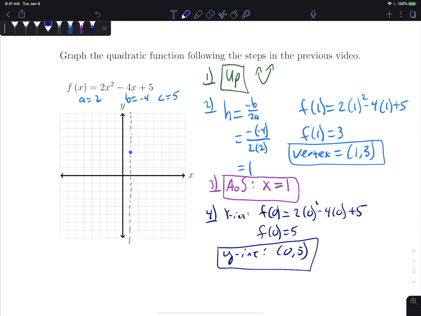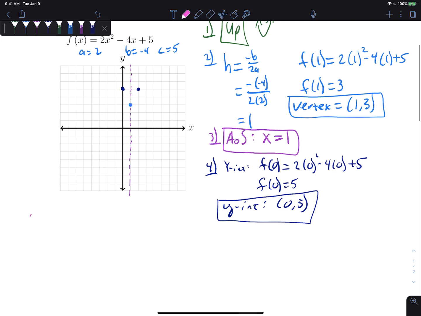And I'm going to go ahead and plot that. So 0, 5 is right here. But notice that by knowing 0, 5, I can go ahead and plot 2, 5 as well. Because if it's 1 unit to the left of the axis, there has to be something 1 unit to the right of the axis as well. Fantastic.